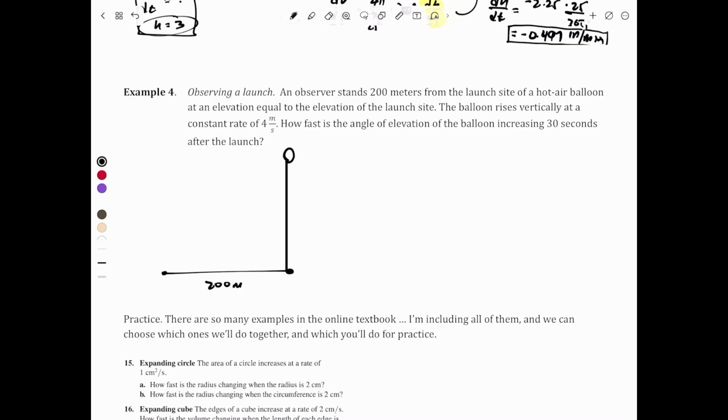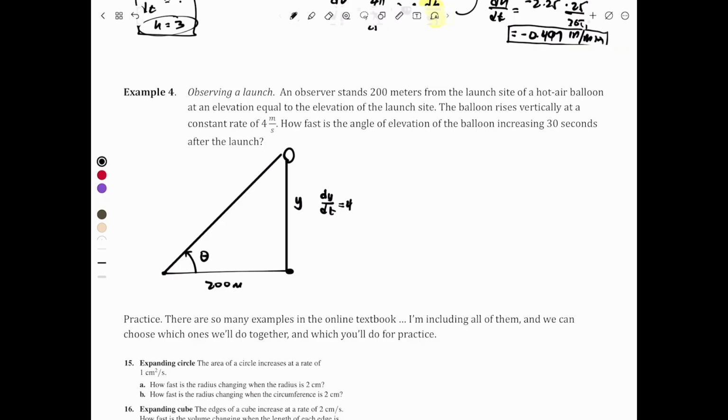And what else do we know? The balloon rises vertically. Shall we call this y? So they're telling us dy/dt equals 4. Read that one more time. 200 meters from the launch site, hot air balloon at the same elevation. The balloon rises vertically at a constant rate of 4 meters per second. How fast is the angle of elevation of the balloon increasing 30 seconds after the launch? This is my angle of elevation, theta. How fast is it changing?